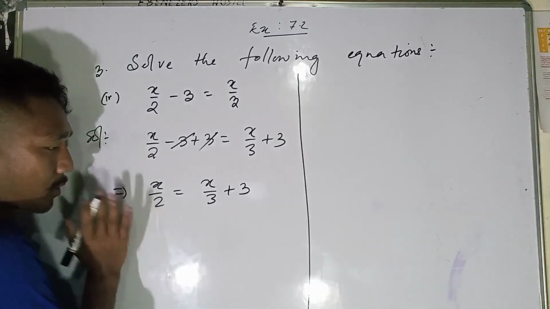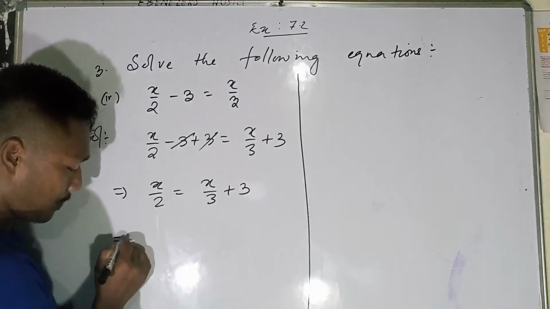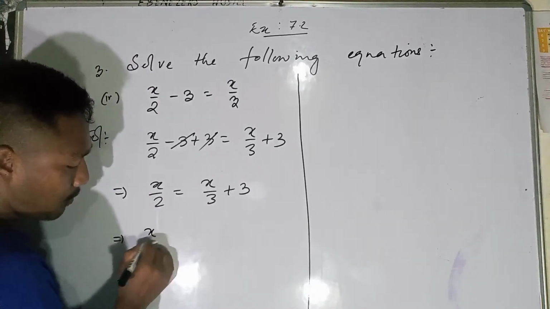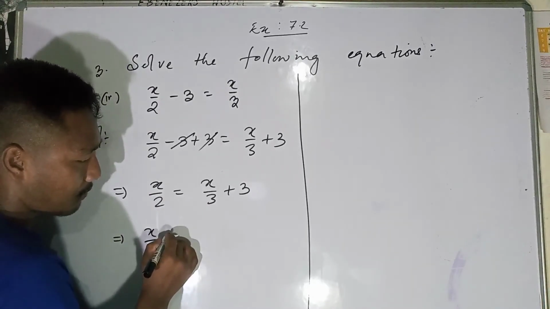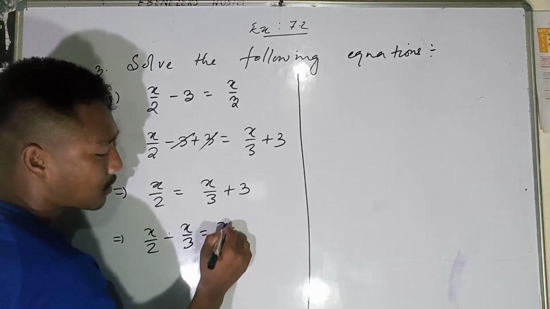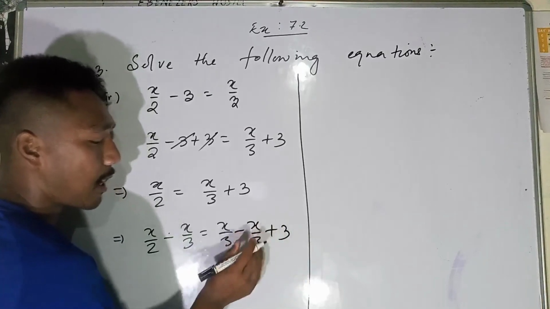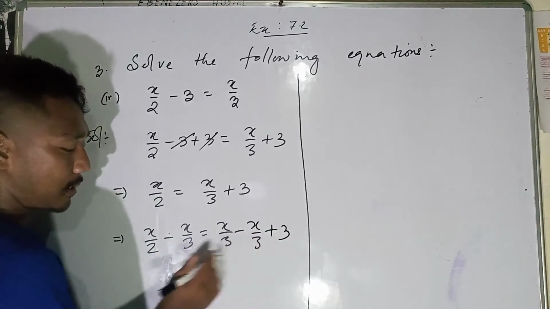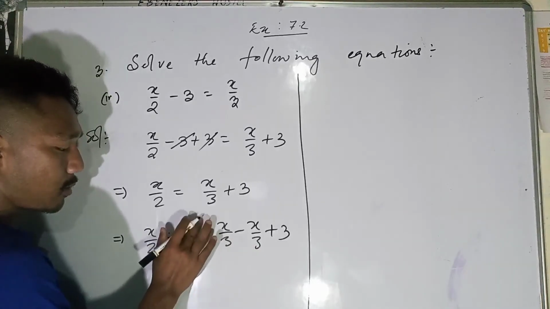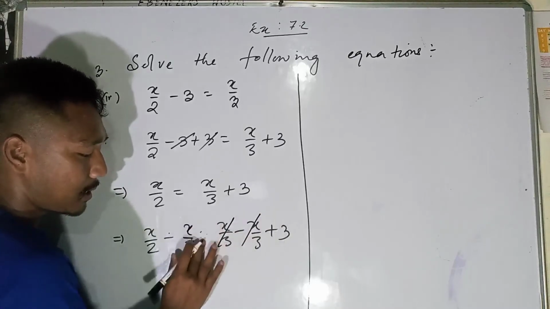So I want to remove this. What shall I do is that I will send x by 3 to this side. So I want to remove this plus x by 3, that means I have to subtract x by 3. That means again, x by 2 minus x by 3 is equal to 3. This and this got cancelled.